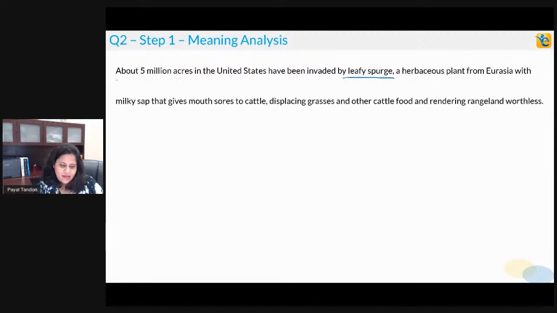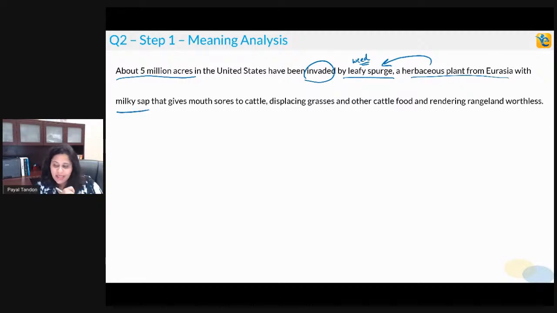Okay, so this much area has been invaded by leafy spurge, a herbaceous plant from Eurasia with milky sap. So basically, this big chunk of land has been invaded by this leafy spurge, and I can kind of figure out that we're talking about a weed here, unwanted. Invaded by this means it's unwanted, it's not something that was planned. Now this part is describing what this leafy spurge is, a herbaceous plant from Eurasia with milky sap.